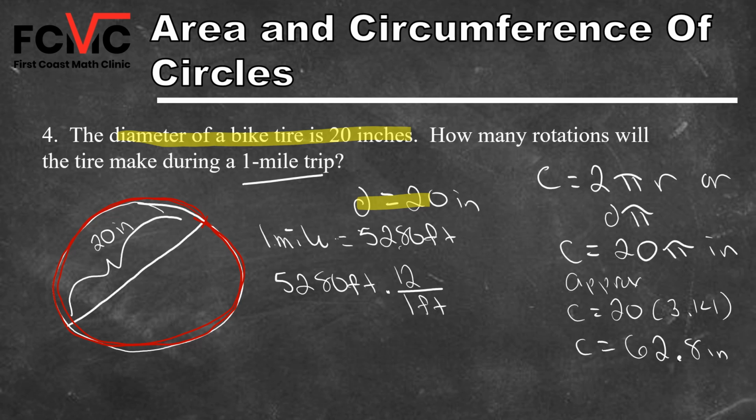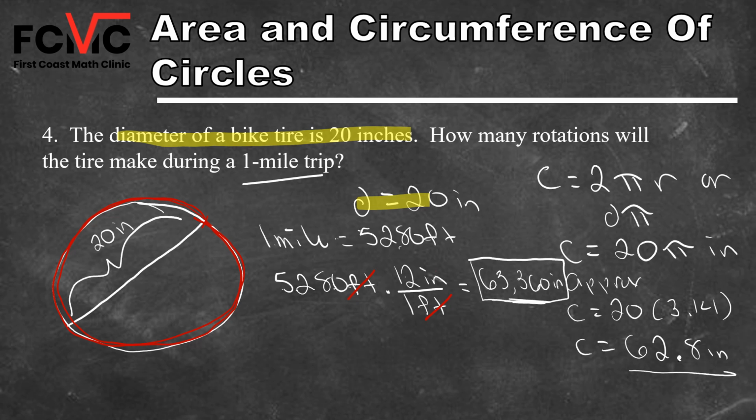And we know that, well, each foot is 12 inches. So we can multiply 5,280 by 12 over 1 foot. Our unit, feet and feet cancel out. So we're left with inches. And now when we multiply 5,280 by 12, we're left with 63,360 inches. All right, so our 1 mile trip, we're traveling 63,360 inches.